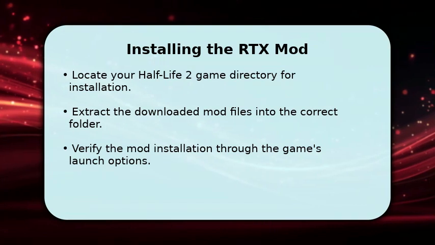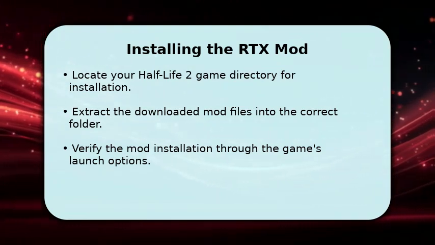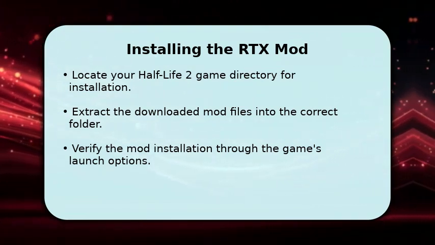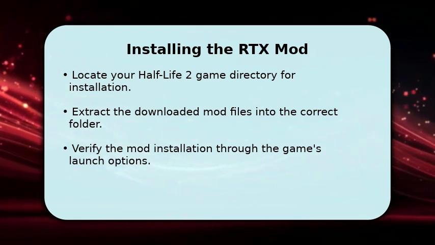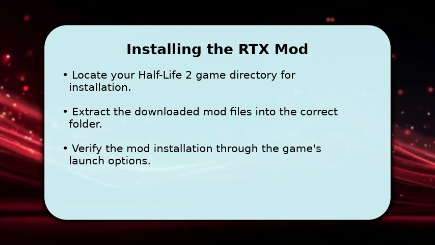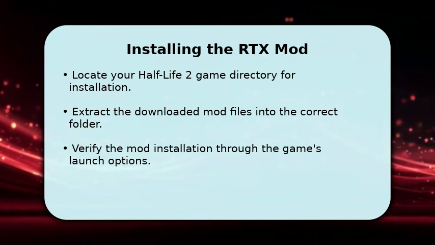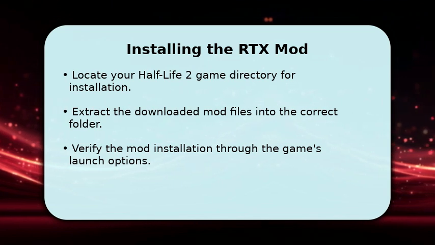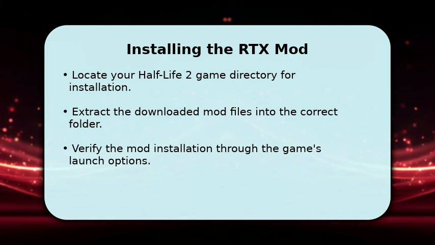Once downloaded, navigate to your Half-Life 2 game directory. You'll typically find this in your Steam installation folder. Extract the mod files directly into the designated mod folder within your Half-Life 2 directory. After extraction, open Steam, right-click Half-Life 2, and check the launch options or properties to ensure the mod is recognized. This step is crucial for the game to load with the new RTX enhancements.